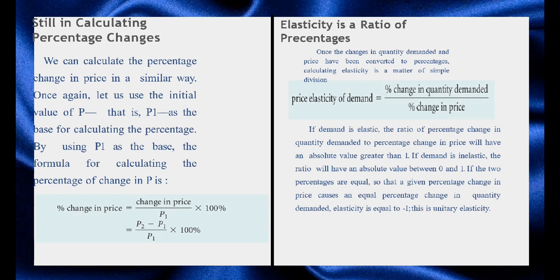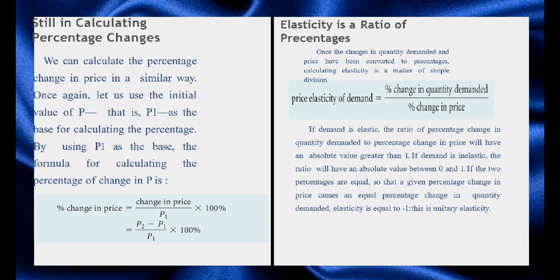Elasticity is a ratio of percentages. Once the changes in quantity demanded and price have been converted to percentages, calculating elasticity is a matter of simple division. Price elasticity of demand equals percentage change in quantity demanded over percentage change in price. If demand is elastic, the ratio of percentage change in quantity demanded to percentage change in price will have an absolute value greater than 1.